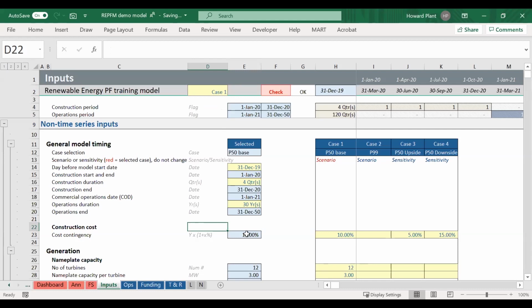If you'd like to know how to actually do this layout, again, there's a free resource on the Pivotal 180 website, a webinar that was recorded earlier on how to create sensitivities and scenarios.